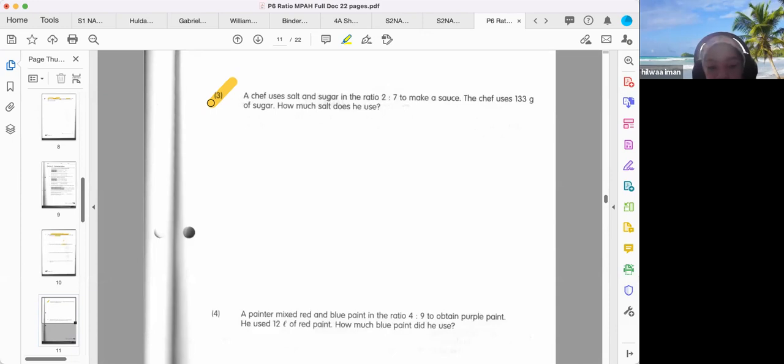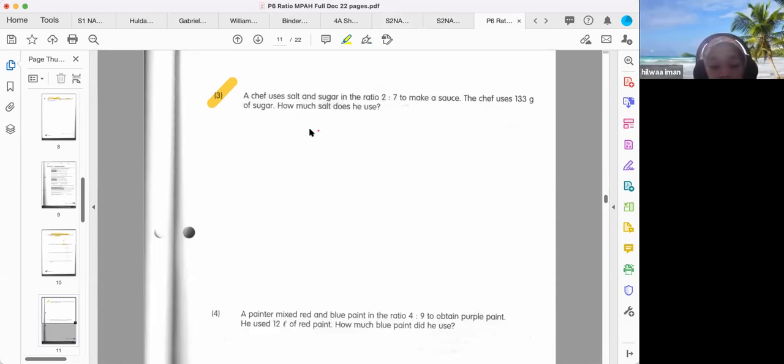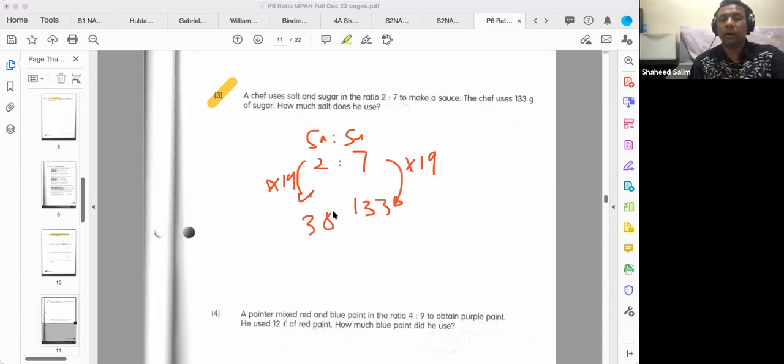And 38. Well done. So down here, same thing. They have given you salt, sugar, 7 and 2 in simplest form. So from now to 7, how do you get to 133? Take 133 divided by 7, you'll get what number? 19, right? Then you times by 19. 38 grams. Well done. Can you try the next one?